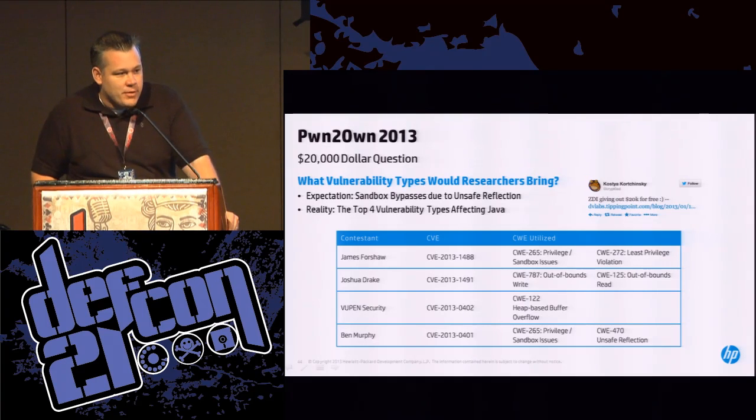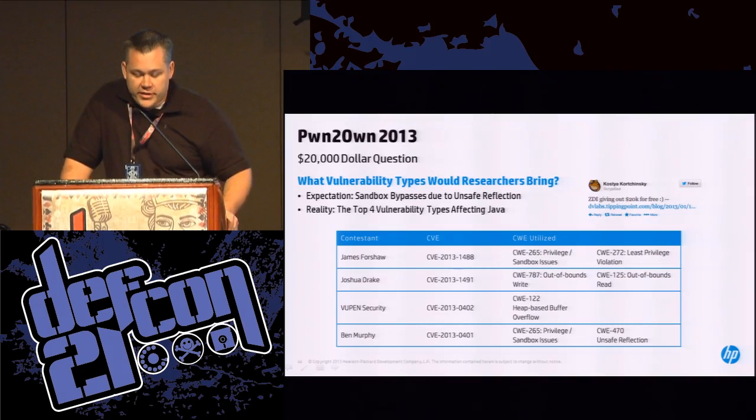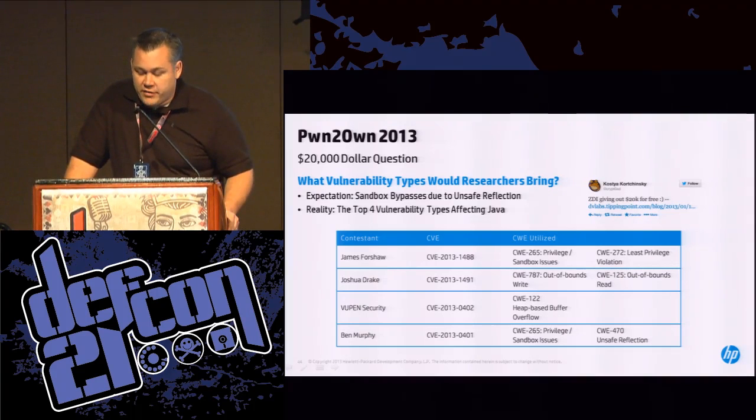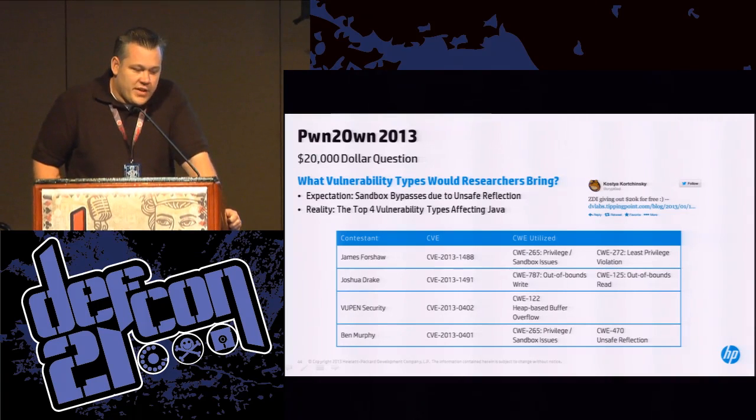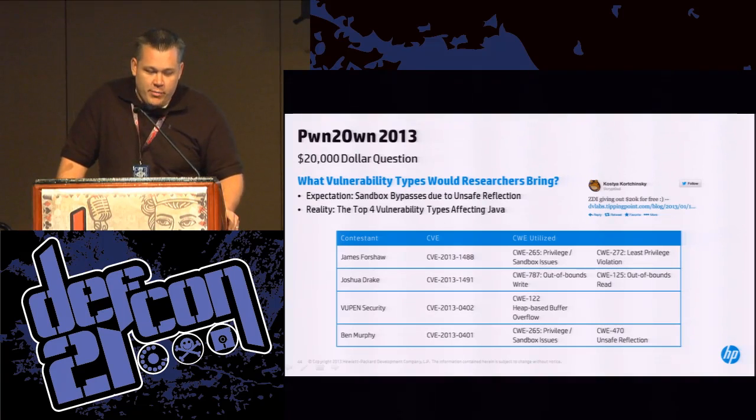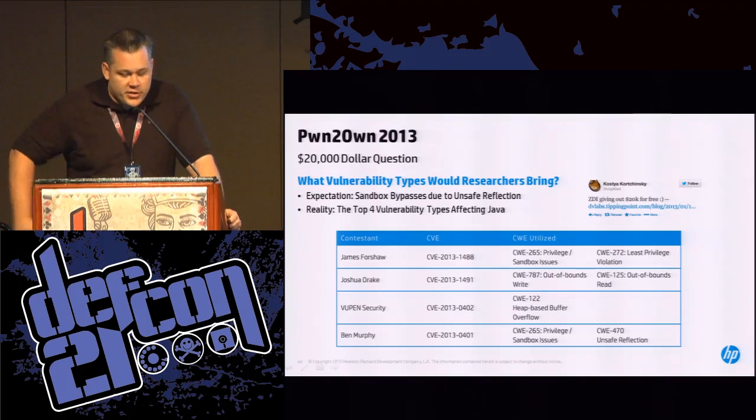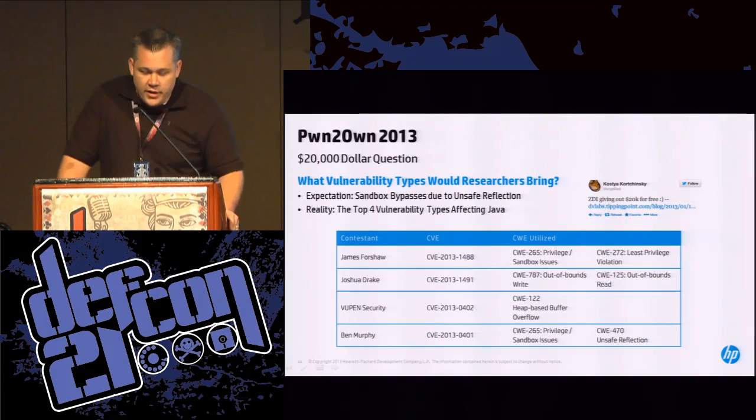And our expectation was that the researchers who were going to come and participate in Pwn to Own would bring sandbox bypasses due to unsafe reflection. But that actually turned out not to be the case. They actually brought the top 4 vulnerability types affecting Java. If we look at the actual participants, James Forshaw brought a least privilege violation, Josh Drake brought an out of bounds write and an out of bounds read, Vupin Security brought a heap-based buffer overflow, and Ben Murphy brought an unsafe reflection bug. So it's kind of interesting to see that basically all the top vulnerability types could be leveraged and used to win money in our competition.